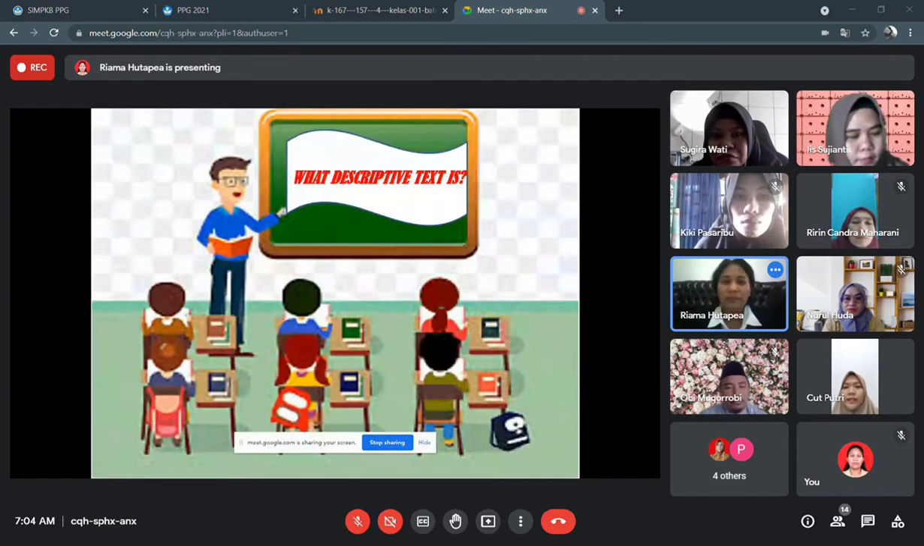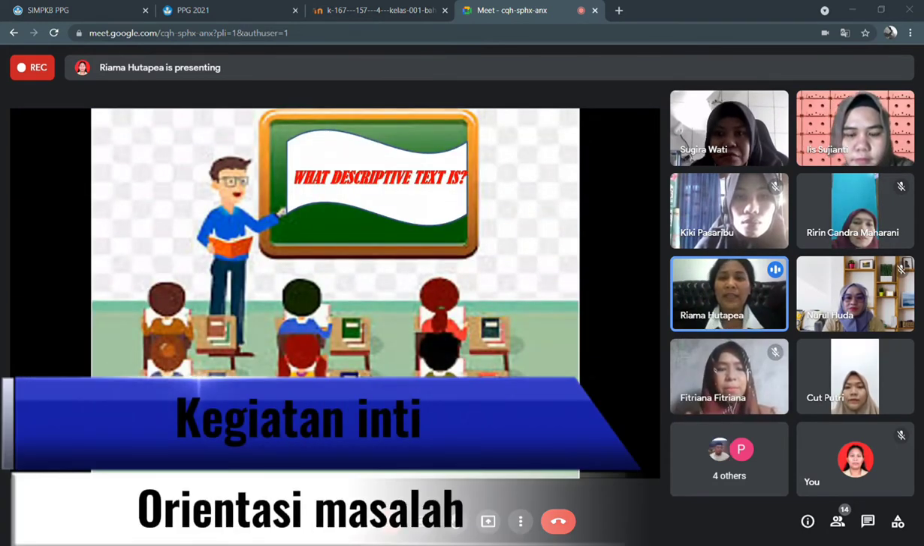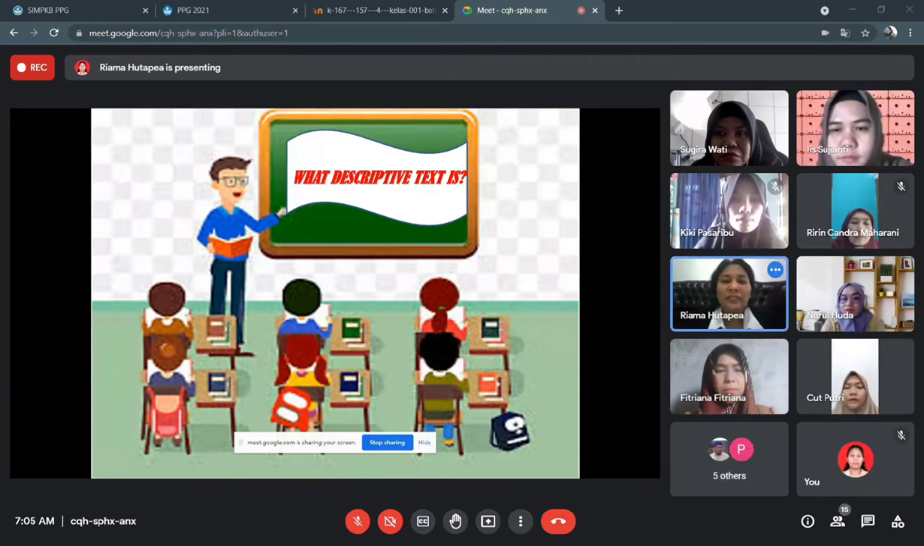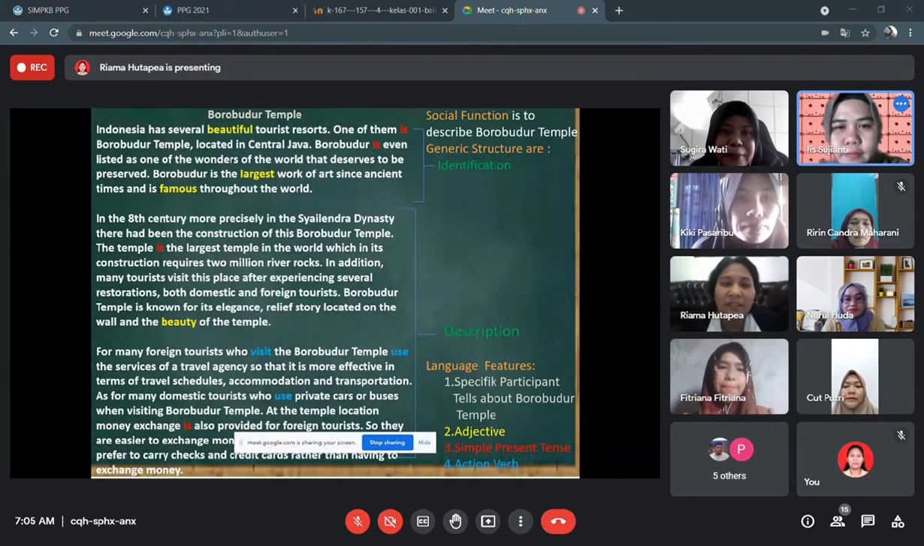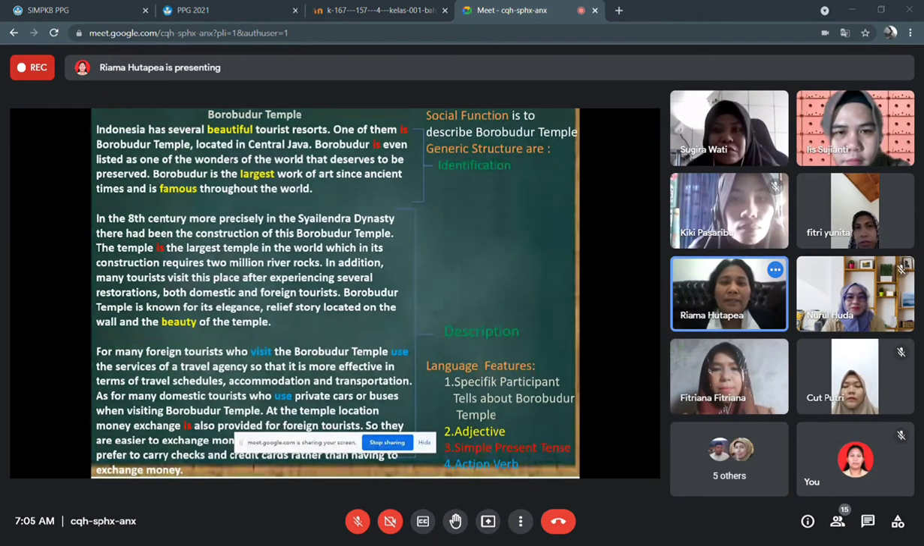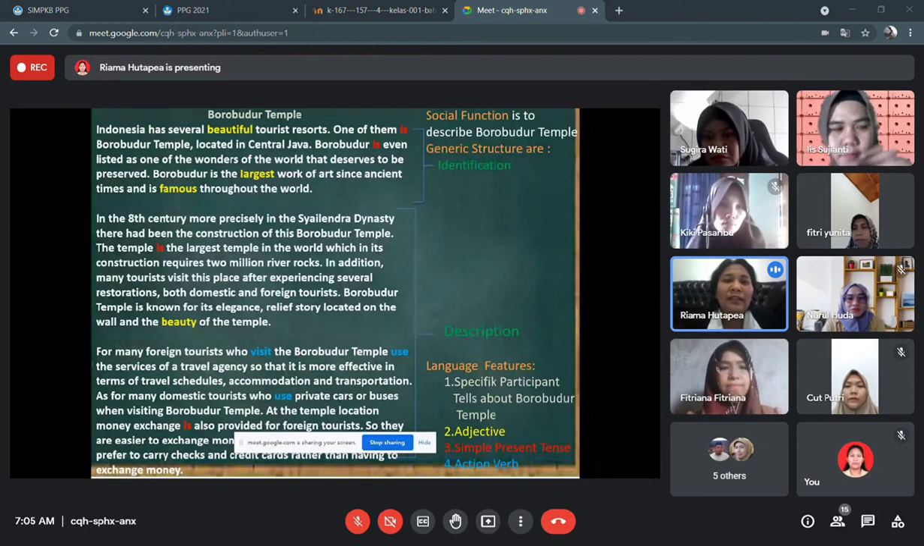What descriptive text is? Apa itu yang disebut dengan text descriptive? Anybody know? Okay. Now, see the text. I will give you the text to answer the question about descriptive text. Can you see the text? Yes, ma'am. Okay, good. Now, descriptive text is describe a thing. For this example, I said Borobudur Temple. We will identify this text.